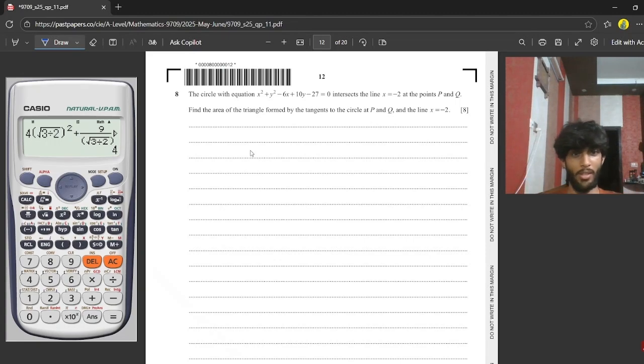Whoa, that's a lot of words. I need a diagram for this because there's no way I can understand what triangle they're talking about. So the first thing I'm going to do is find out what the center of the circle is.